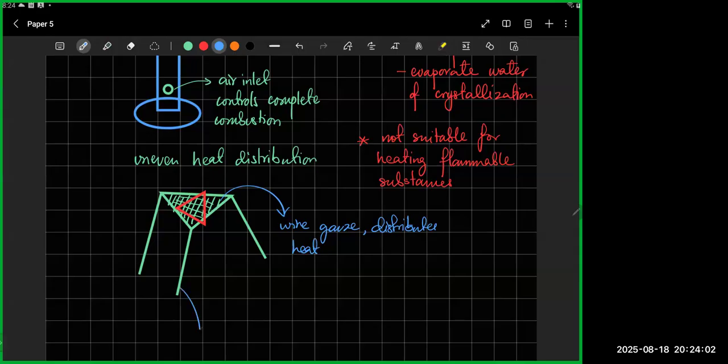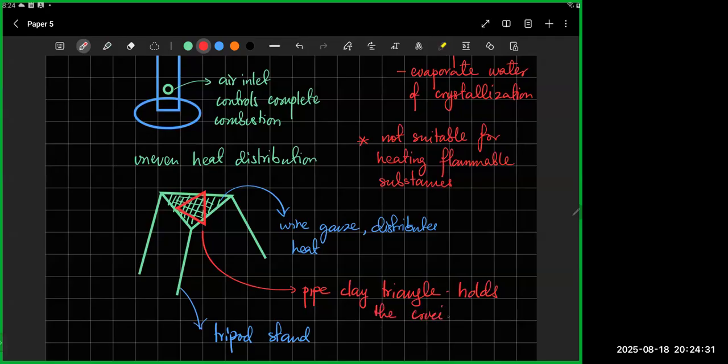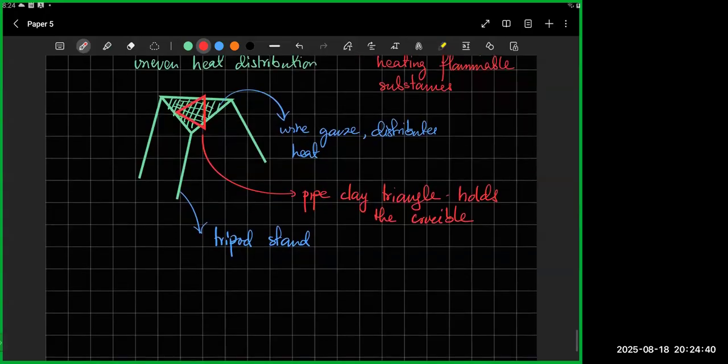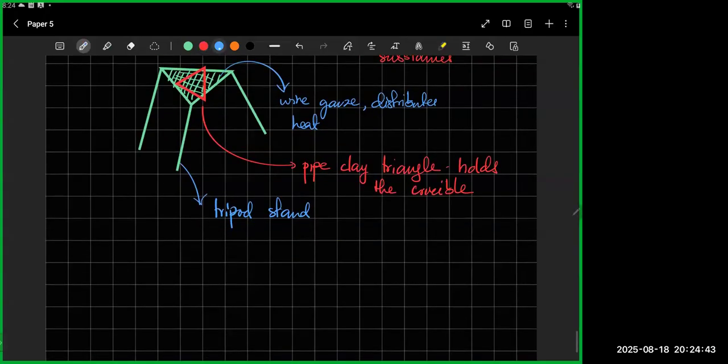अच्छा इसको क्या कहते हैं? This is your tripod stand. The red one is your pipe clay triangle. What is the purpose of that? So that is for holding stability. ठीक है, just the pipe clay triangle basically provides stability. So which is why a crucible is needed if you want to strongly heat substances.